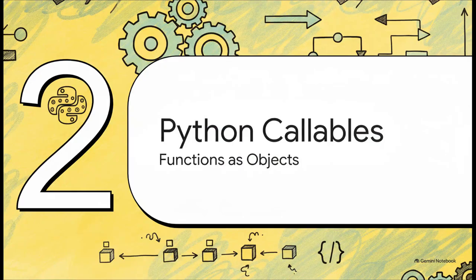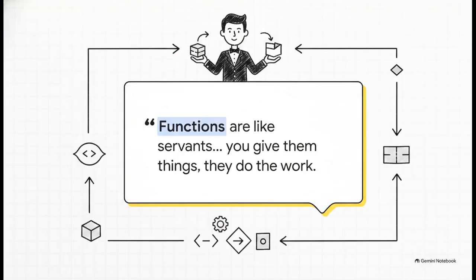Moving right along to section 2, understanding Python callables. Let's talk about how Python treats functions as actual objects using callables. To keep it simple, and I love this analogy from our source material, think of functions kind of like your servants. You hand them specific inputs, they go off and do the work, and then they hand you back an output. But how do we actually enforce that contract strictly in our code?